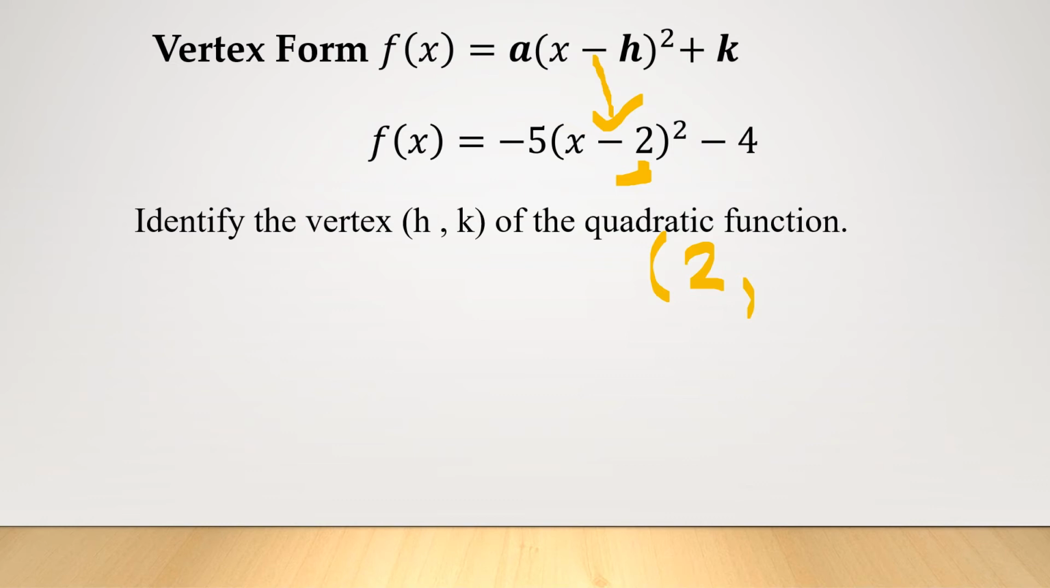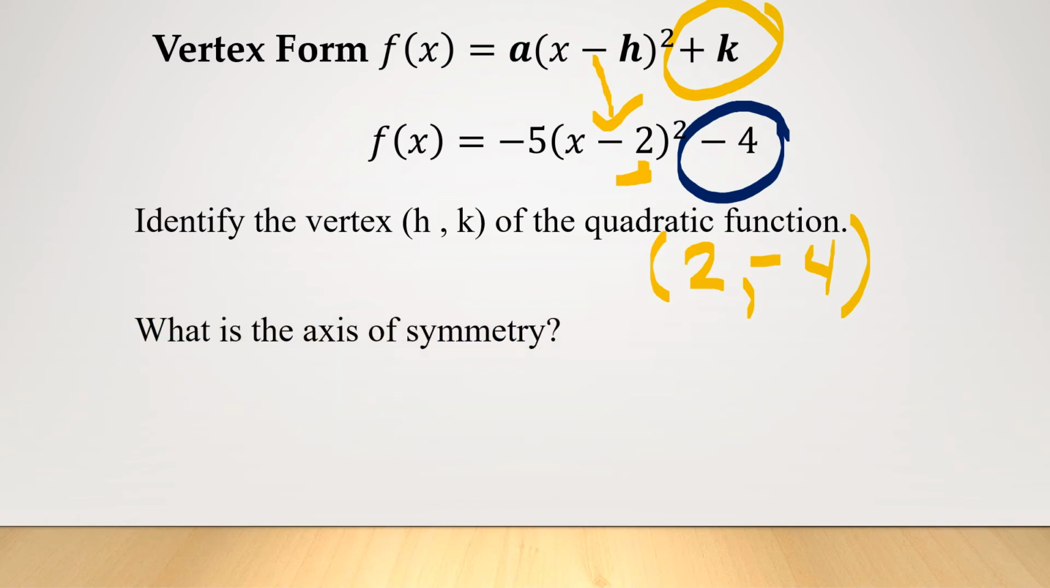Now if you look on the outside, the original form says it's plus k. But now I have a minus k, which is a minus 4. So since that term is minus, then my k is going to end up to be -4. So the vertex of my parabola is 2, -4.